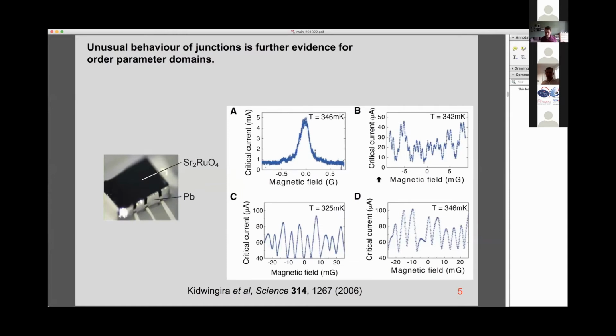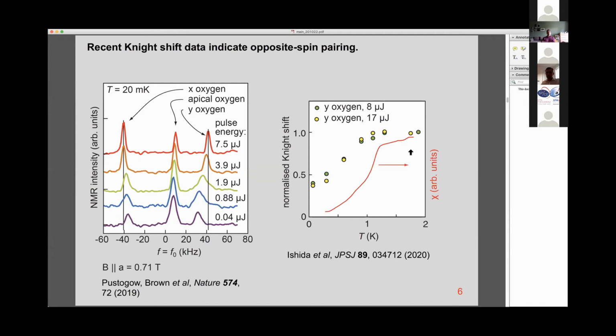These are just 3 different examples. They see a critical current that is small and essentially fluctuates randomly with applied field. And what they concluded from this, again, is that there are domains within the superconducting state that results in a complicated phase structure within the junction. So that's some of the evidence for chirality.